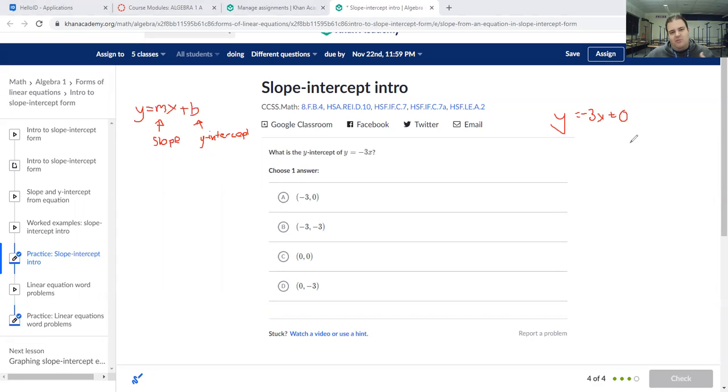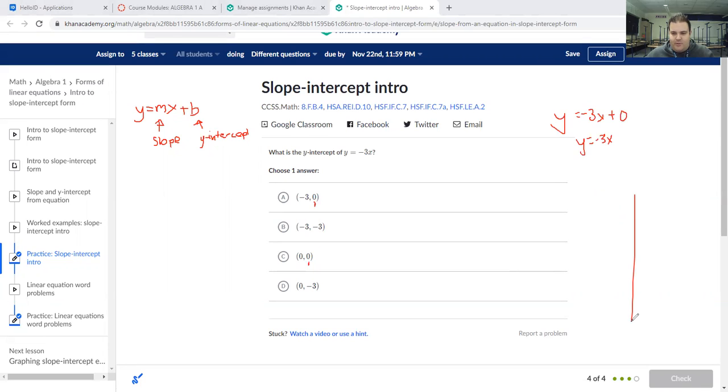And remember I said earlier, we're at a point where we should be simplifying these things, right? We shouldn't be leaving things as plus 0, because that's unnecessary. So what we do is we just simplify it down to y equals negative 3x. So 0 is the y value of the y-intercept. So it could be this guy here, or it could be this guy here.